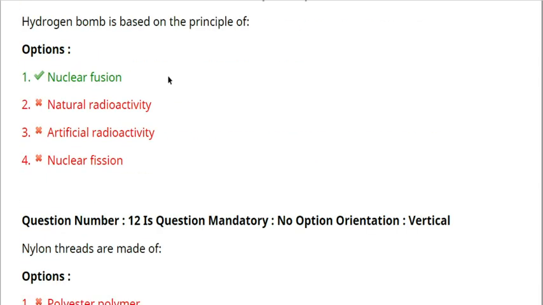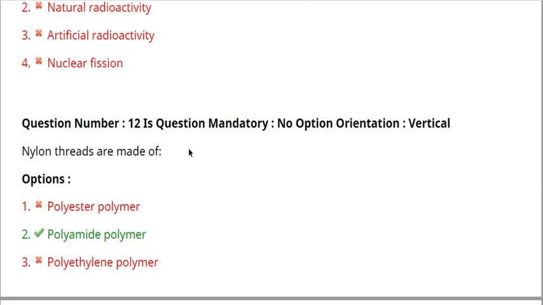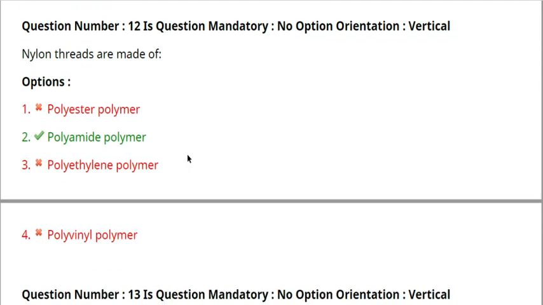Next, the hydrogen bomb is an example of a nuclear fusion reaction, friends. And if you ask me for examples of nuclear fission, it includes splitting of uranium-235, uranium-233 and plutonium-239. These things we have studied from our 7th standard physics book. If you take and refer to it, you can easily clear this ICMR JRF examination. Next, nylon threads are made up of polyamide polymer.